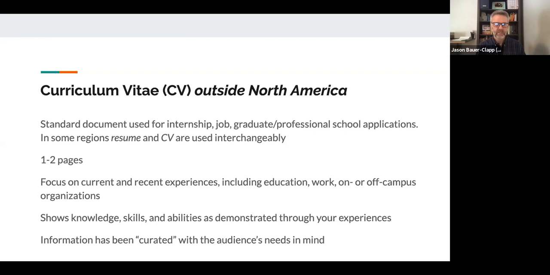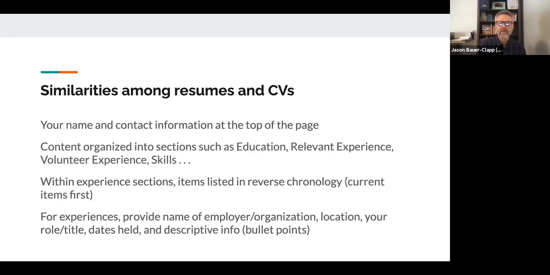And again, we're really using the idea of showing these experiences to show your knowledge, your skills, and abilities. And ideally, you are curating, you're being selective based on what you know about the audience and what they need. So there's going to be a lot of similarities here between a CV for an international audience, no matter where we're talking about, and what you may be familiar with. So certainly, if they don't know who you are and how to get a hold of you, they're not going to be able to get a hold of you if they want to. So you need to have your name, you need to have your contact information.